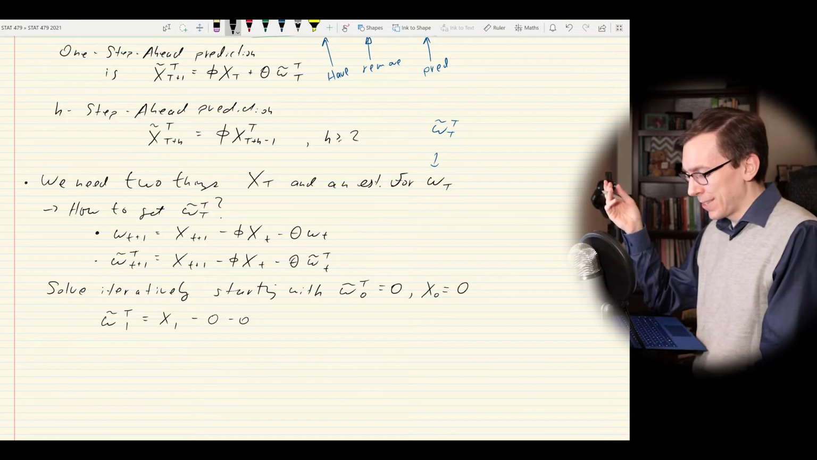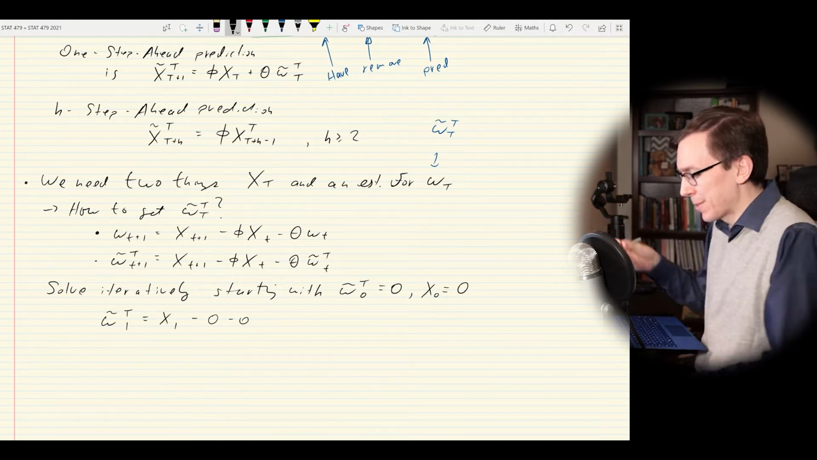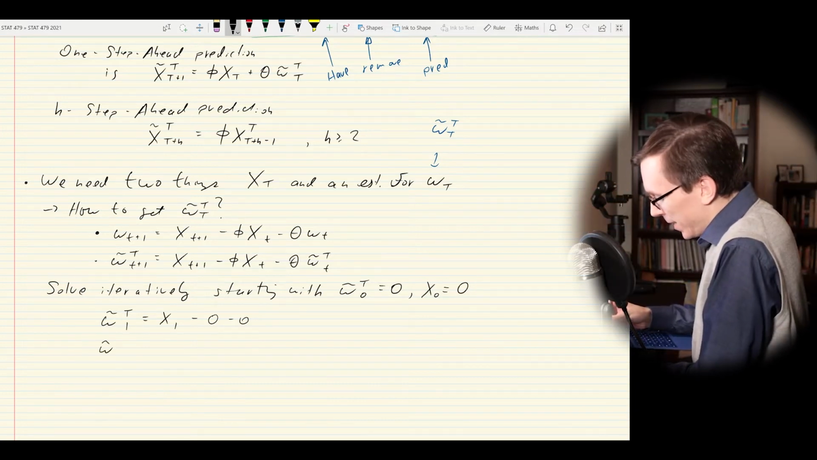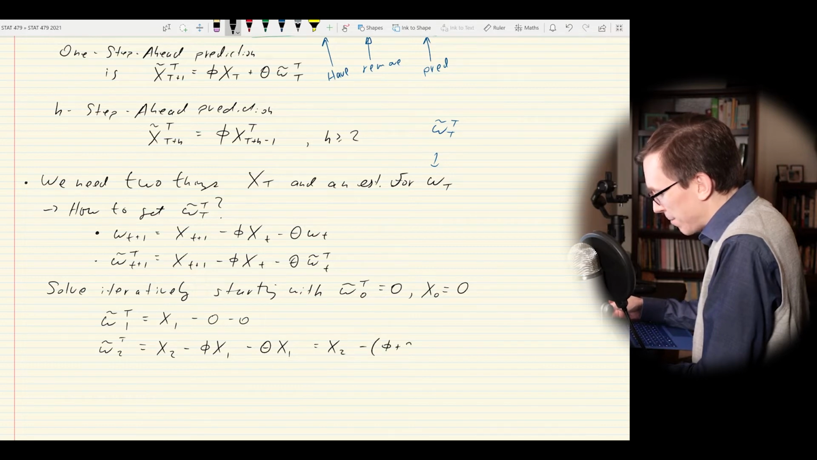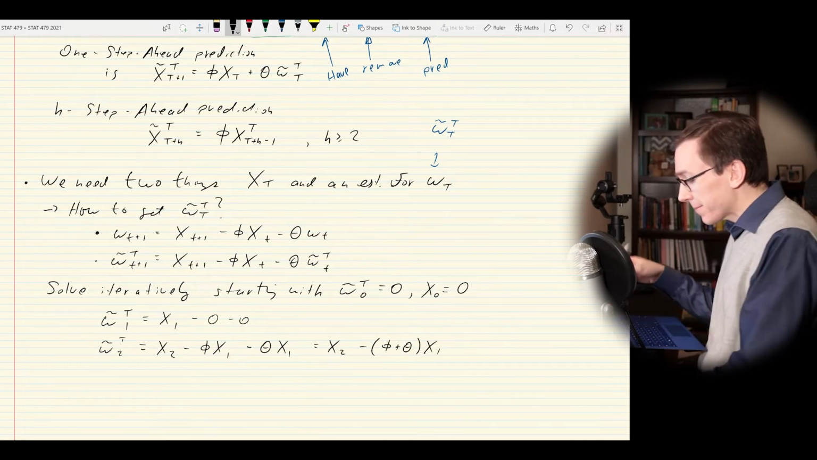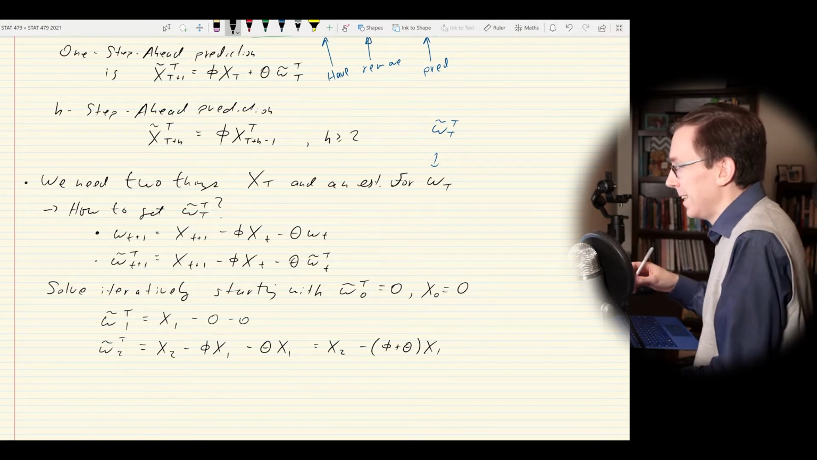We got that. Okay, so we know that the first white noise piece is just the first observation. The second white noise piece, well, what's that going to be? In that case, it's going to be the second observation minus phi times the first observation. But then we also have to subtract theta times the previous guy, and the previous guy is just x1. So when we put all this together, we end up with x2 minus phi plus theta times x1. And we can keep going like this if we really want to.